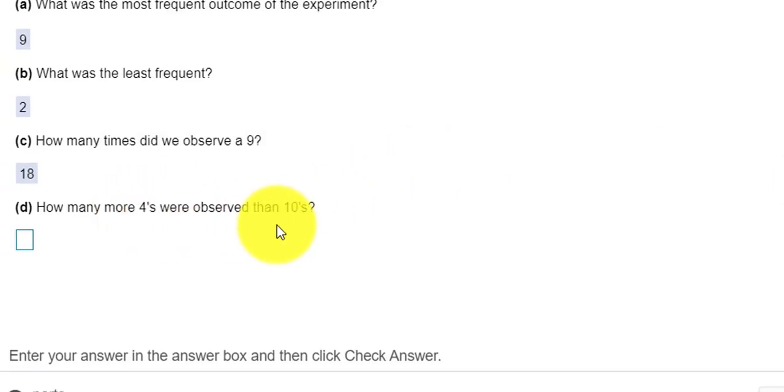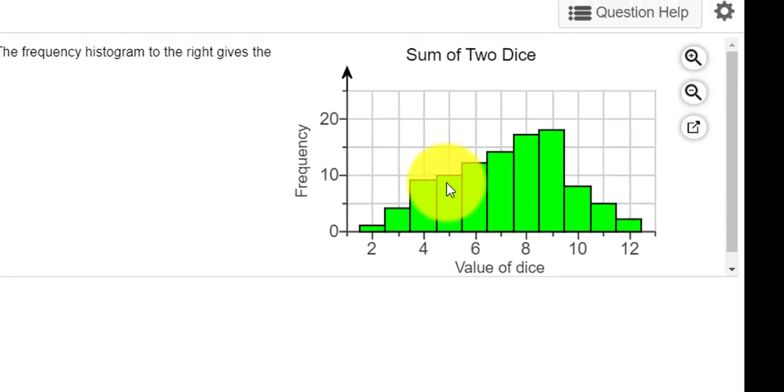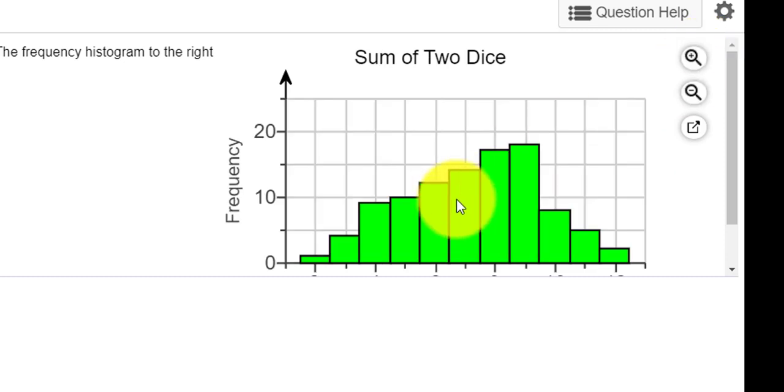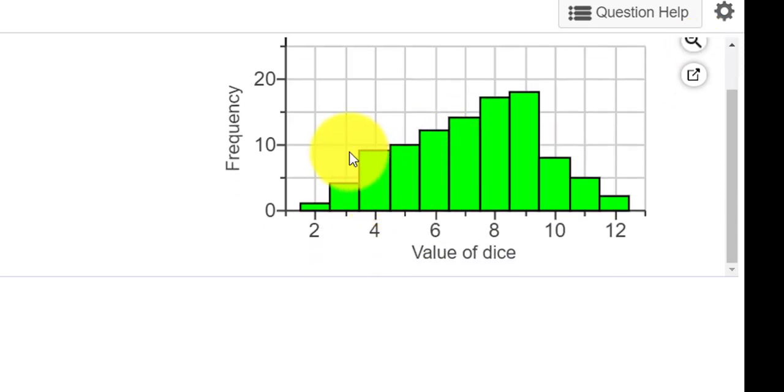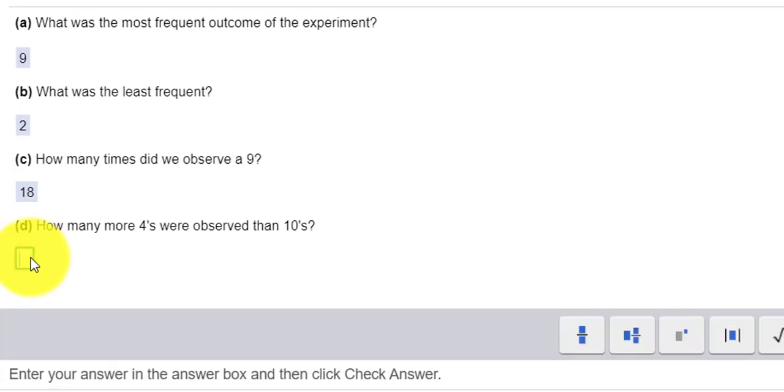Okay, how many more 4s were observed than 10s? All right, so let's see. 10s and 4s. So 4 looks like a 9, right, looks like there were 9 4s. And I'll call this 8 10s. Can I make this any bigger? Right here, 4s, that's 10. So this is 9 4s because it's not quite 10. And I guess we have about 8 10s. So 9 minus 8 is 1.